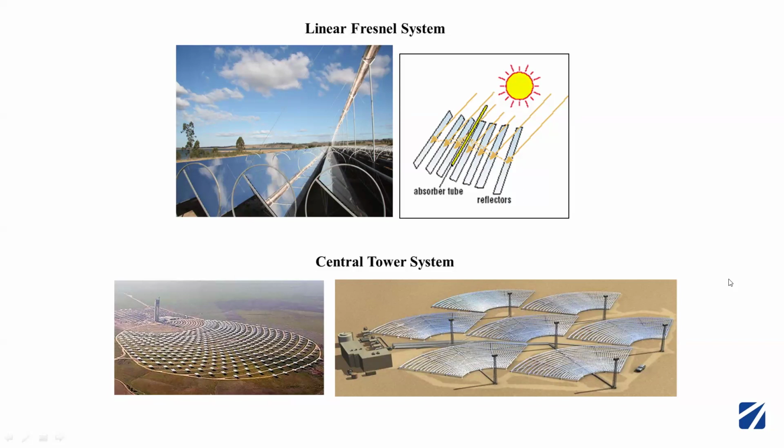So this fluid is again used to run a turbine and then generate electricity. So next is the central tower system. In this central tower system, there are a lot of flat heliostats, or mirrors, as you call them. They are arranged on the ground and they reflect the radiation.